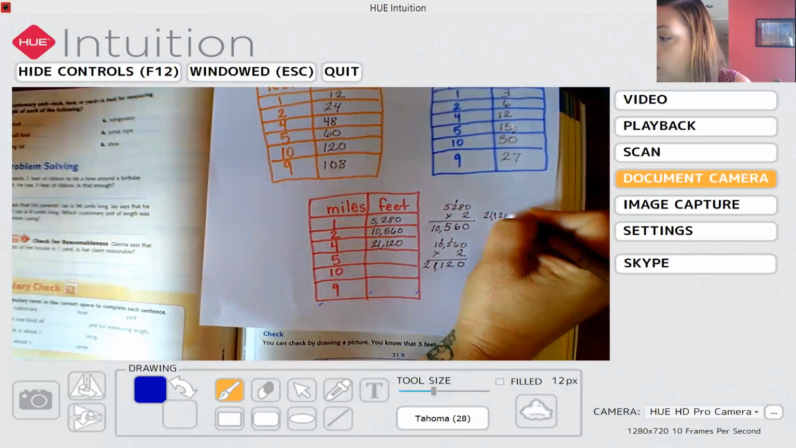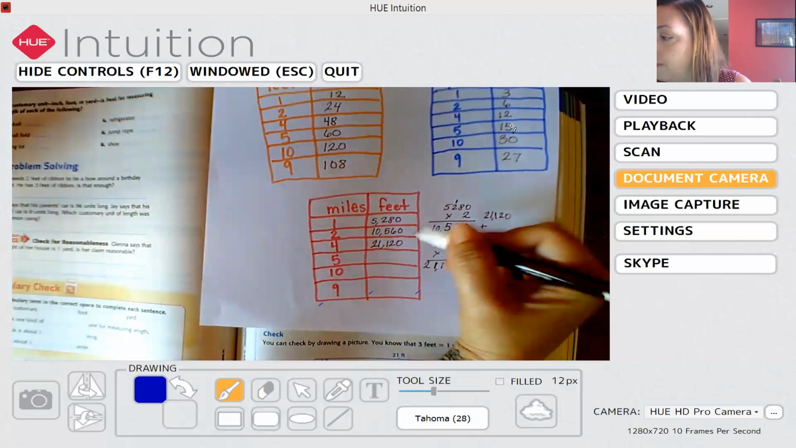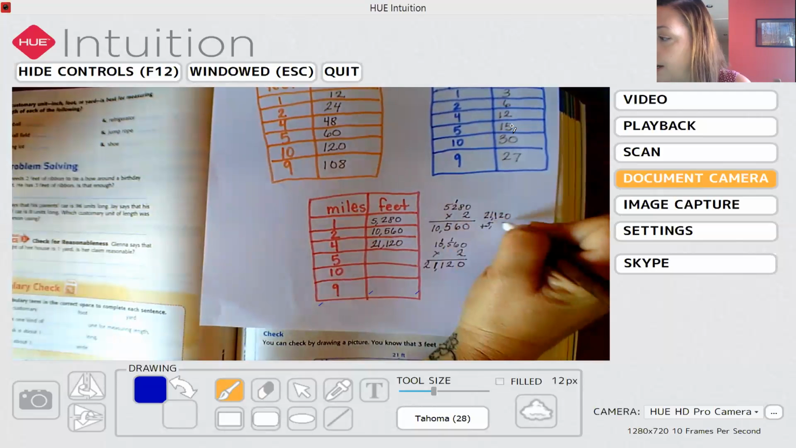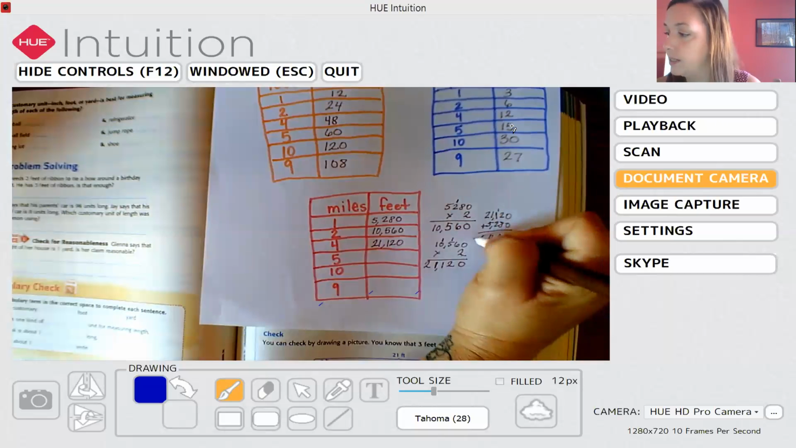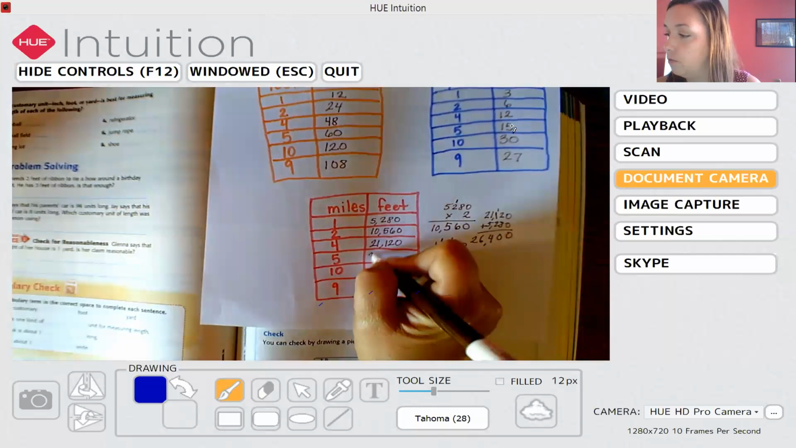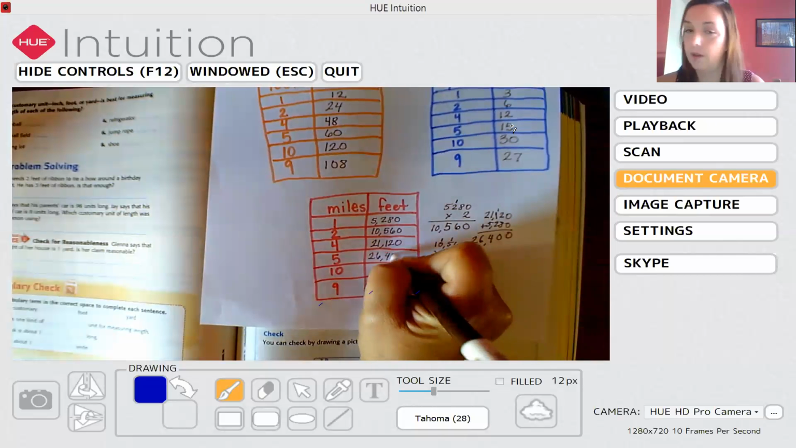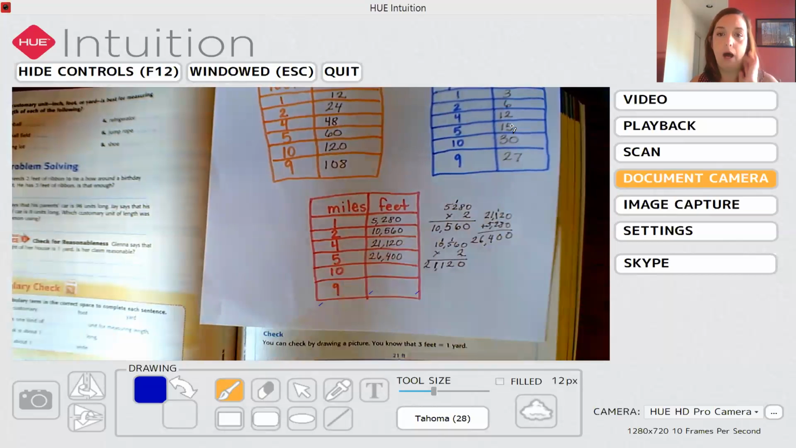Plus, I know that 1 more mile is 5,280. So I could add that together. 8 plus 2 is 10. 2 plus 1 is 3, plus 1 is 4. 5 plus 1 is 6, and then 2. So it's 26,400. Okay.